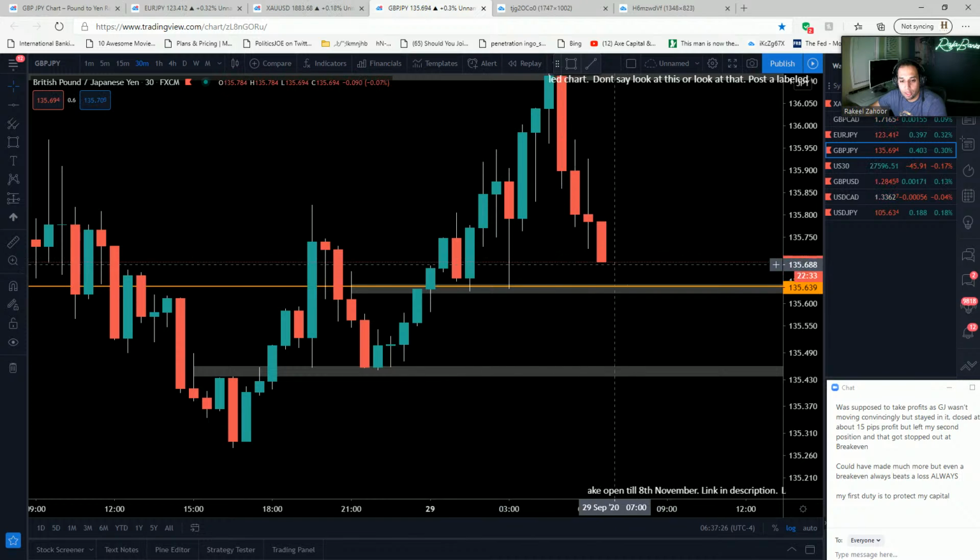I'm looking at GJ here, waiting to see how candles form within this area, and then try to make a decision.